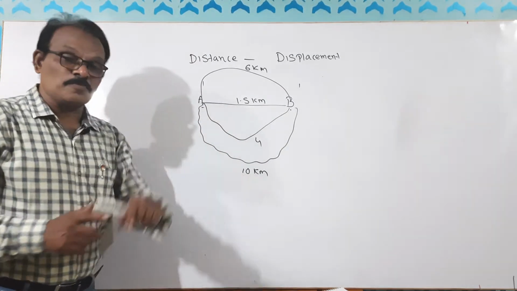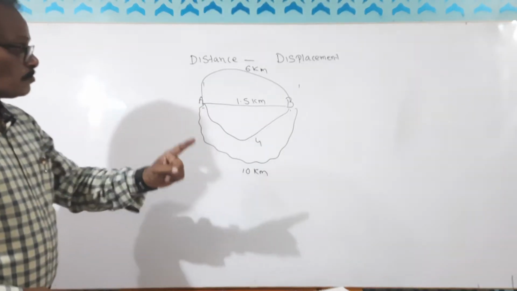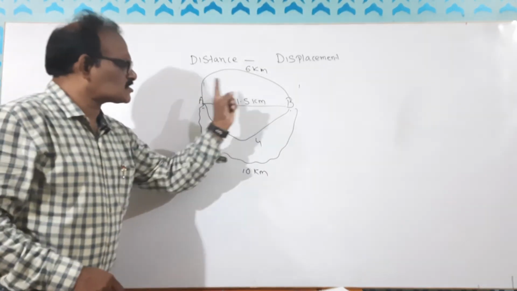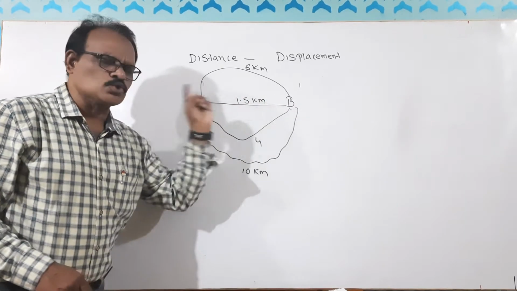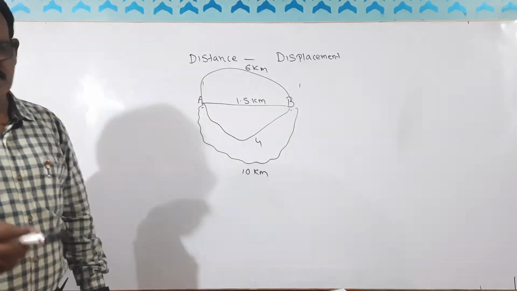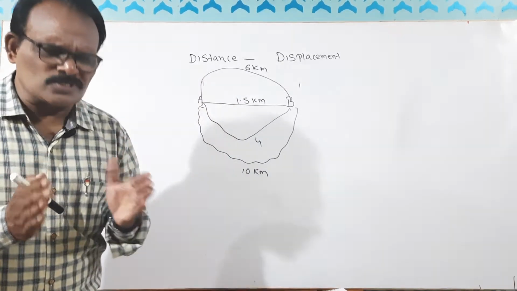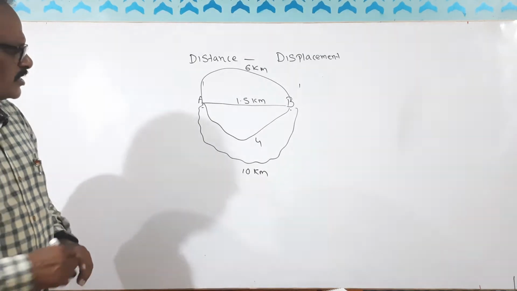But what about the displacement? Displacement is the shortest distance between these 2 points, initial and final. जो सबसे छोटा रास्ता है वही displacement है.